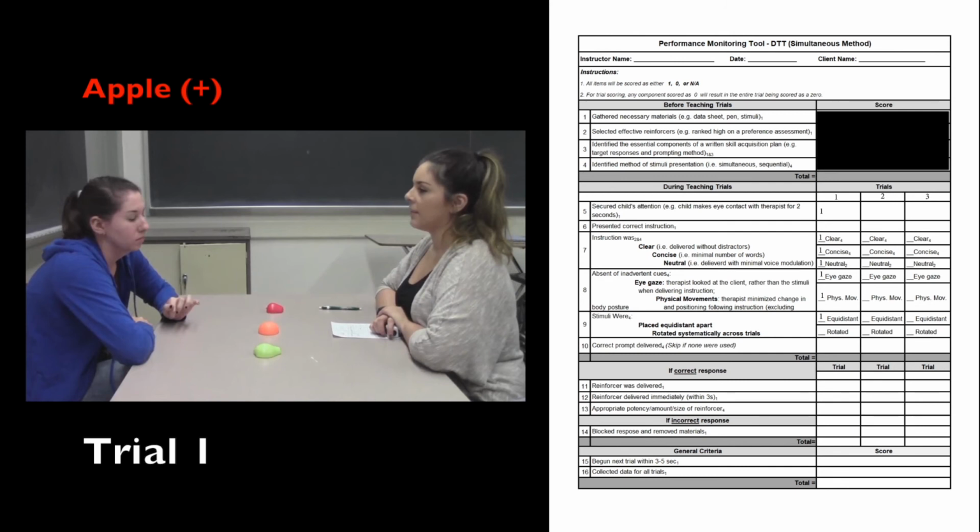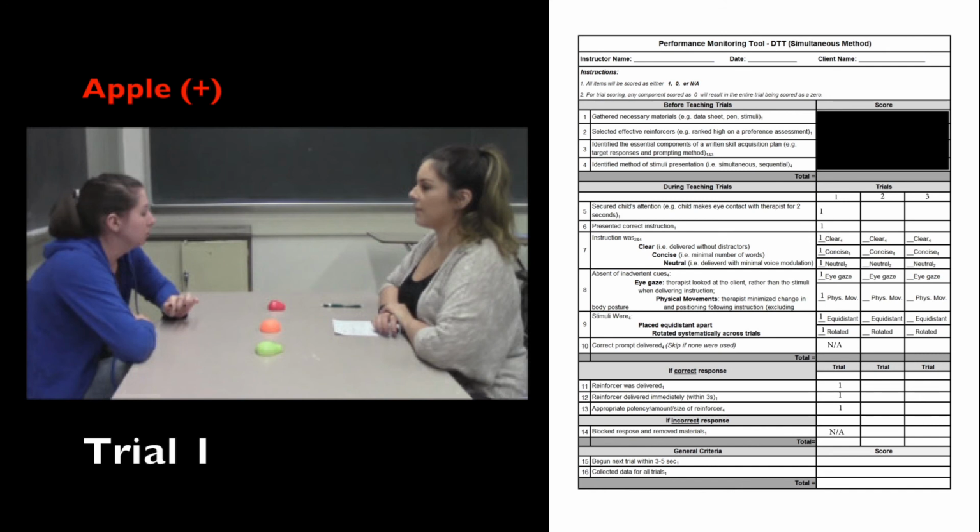Okay, so for trial 1, the learner responded correctly and independently. As a consequence, the RBT delivered the reinforcer immediately within 3 seconds, and it was also an appropriate potency given that it was an independent correct response. You should have also noticed that she rotated the stimuli, took data, and began the next trial within 3 to 5 seconds. This means that for trial 1, the RBT scored 1s on numbers 9 through 13, and of course 14 is skipped since the learner responded correctly. Let's continue on to trial 2.